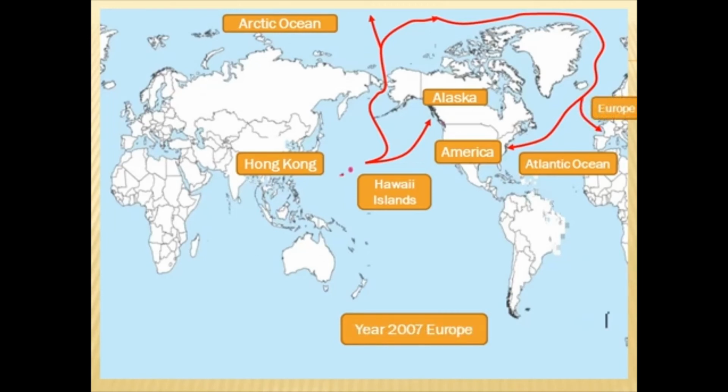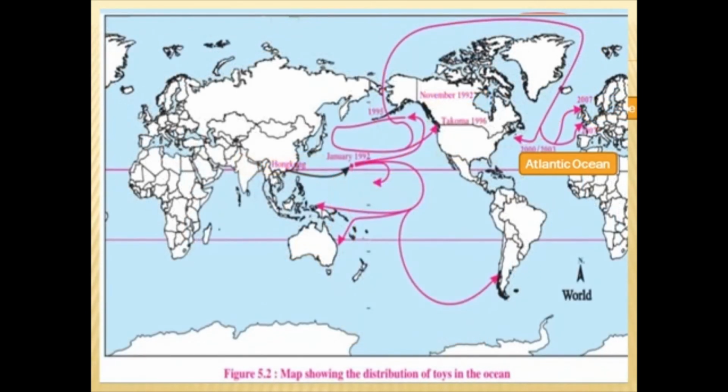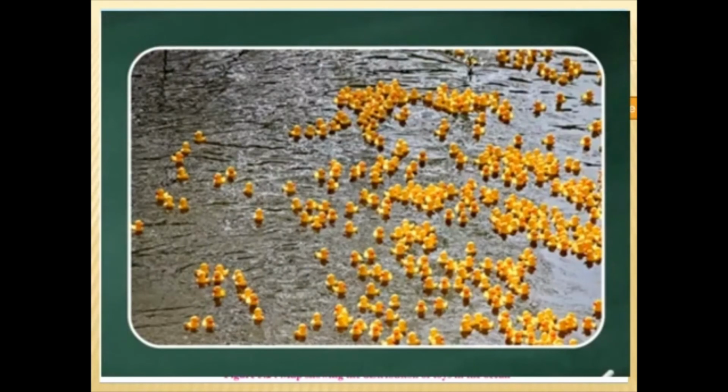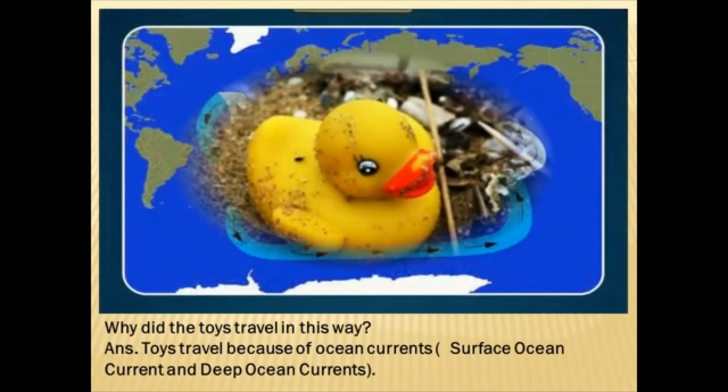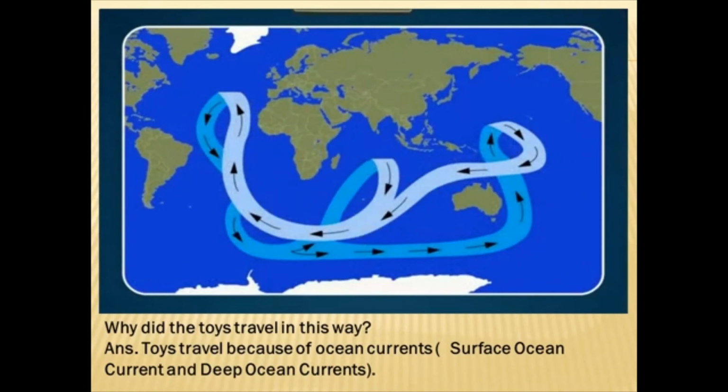From the Hawaii Islands, some toys took the route to Australia. See figures 5.2 and 5.3 which are given in your book. See the picture. The rubber toys are floating on the ocean water. Why did the toys travel in this way? Answer: The toys travel because of ocean currents.